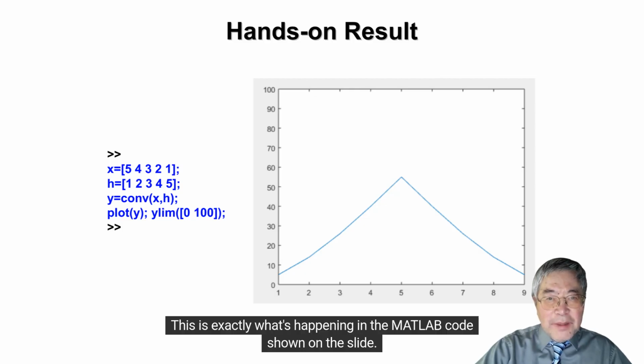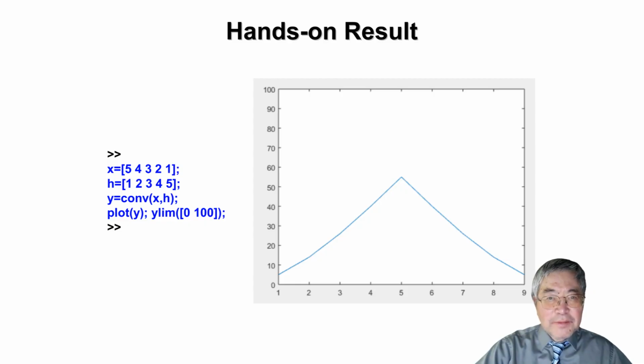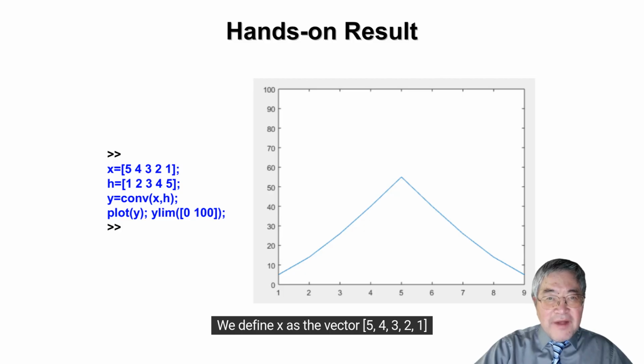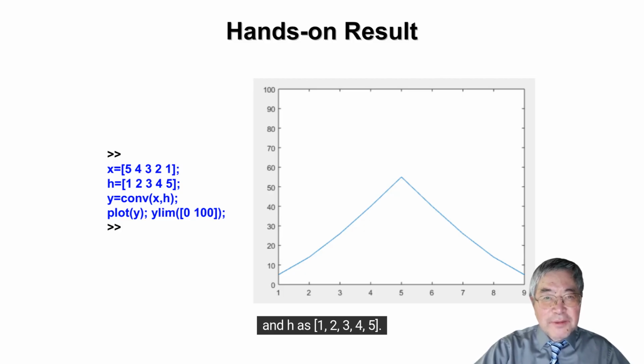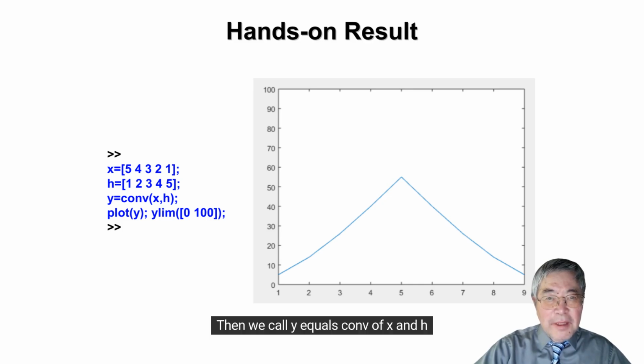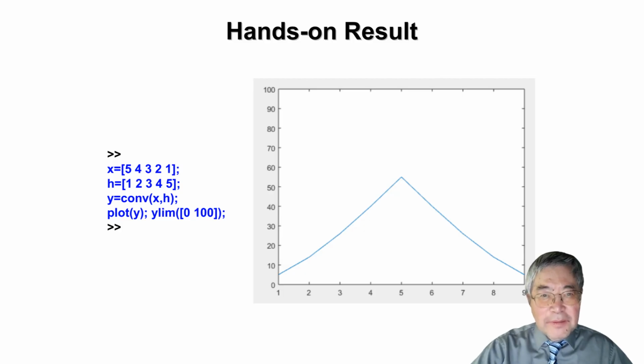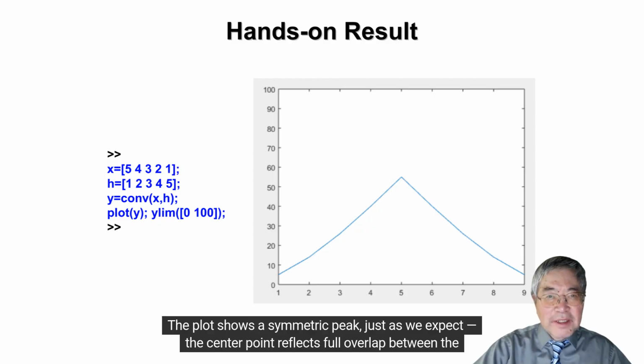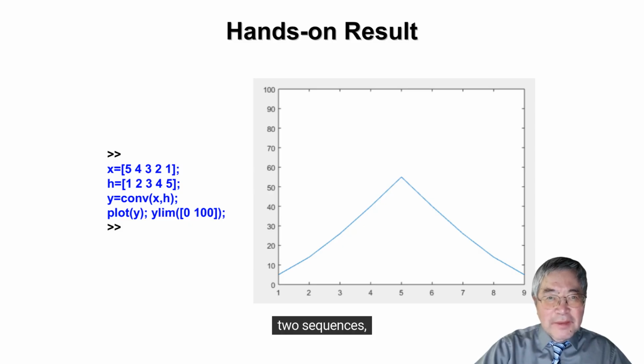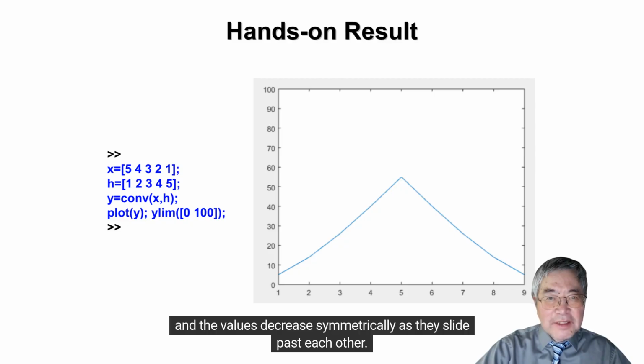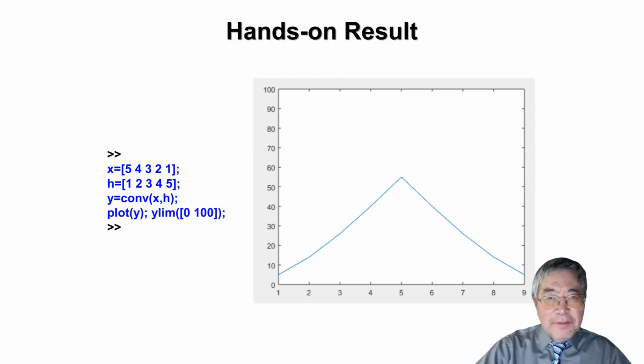This is exactly what's happening in the MATLAB code shown on the slide. We define x as the vector 5, 4, 3, 2, 1, and h as 1, 2, 3, 4, 5. Then we call y equals conv of x and h. And finally, we plot the result. The plot shows a symmetric peak, just as we expect. The center point reflects full overlap between the two sequences, and the values decrease symmetrically as they slide past each other. Also remember, when you convolve two sequences of lengths n1 and n2, the result will have a length of n1 plus n2 minus 1.